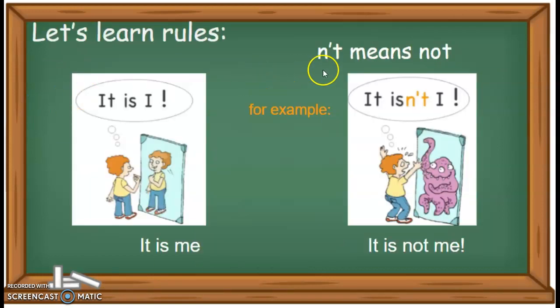And when do we use n't? N apostrophe T. We use n't when we want to say not, when we want to mean not. It is not me. It is I. It is me. It isn't I. It is not me.